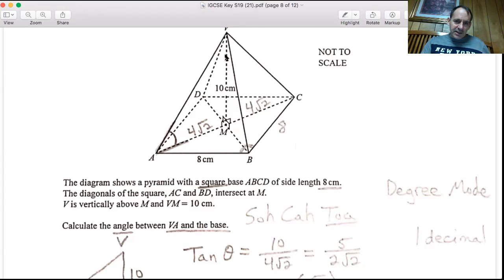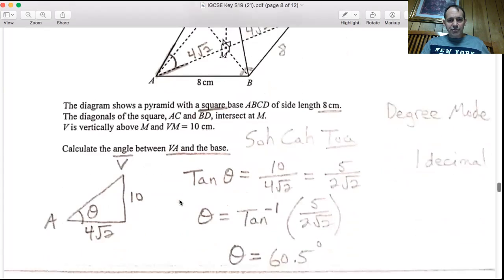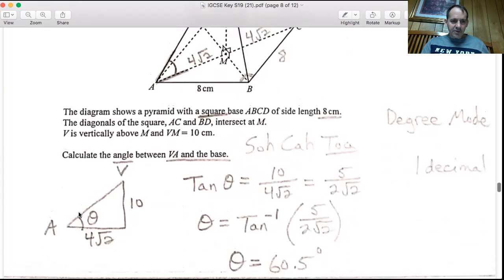What we're interested in is this piece right here, the 10 height, the 4 root 2 on the bottom of this triangle, and then the hypotenuse. So I drew it down here. Here's the AV, here's the 10 height, here's the M, this would be the M at the bottom, and then 4 root 2 along the base. We're trying to find this angle. Now that we have a right triangle, you can see all the little right angles there. I didn't draw in the right angle here, but this is a right triangle.